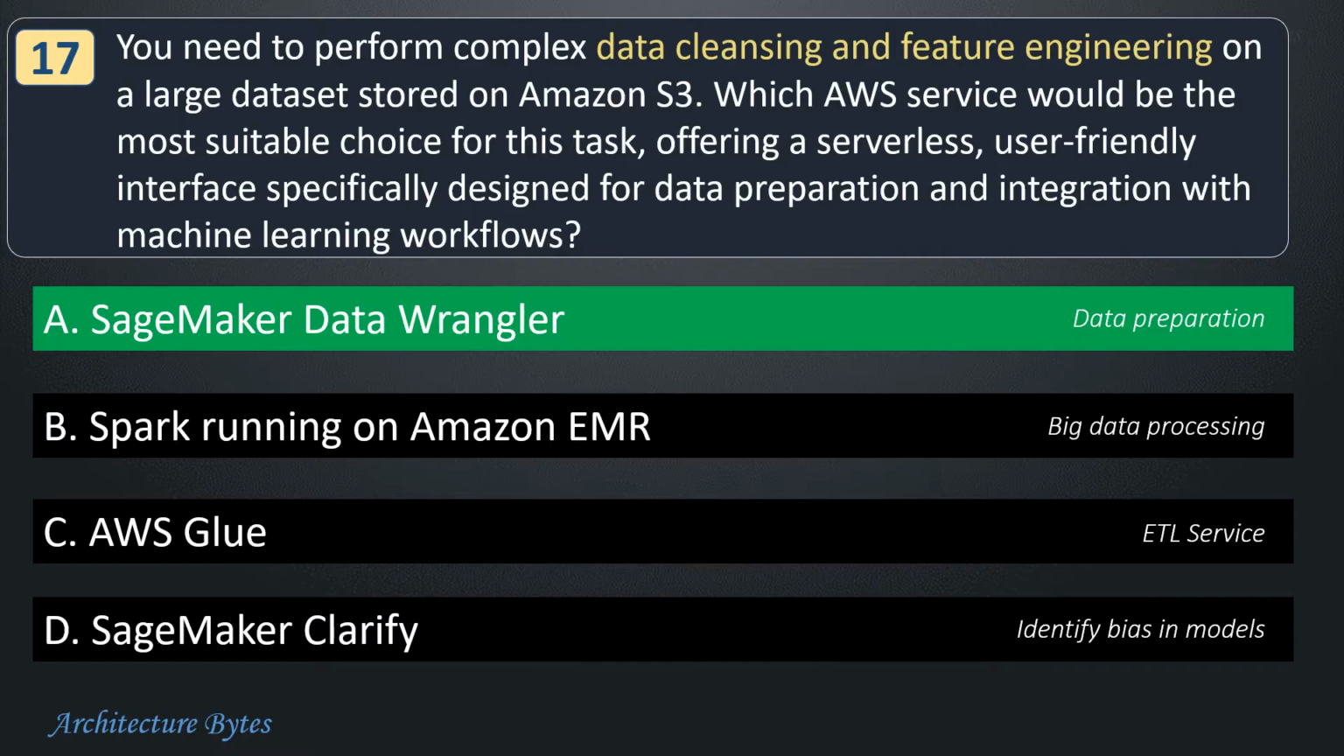Option B, Spark running on Amazon EMR. This is a managed service for big data processing using Apache Spark and requires more setup and management than we need here. Option C, AWS Glue, is a fully managed ETL service for automating data preparation and integration but is less user-friendly for feature engineering. Option D, SageMaker Clarify, is a service for identifying bias in machine learning models, not designed for data cleansing or feature engineering.